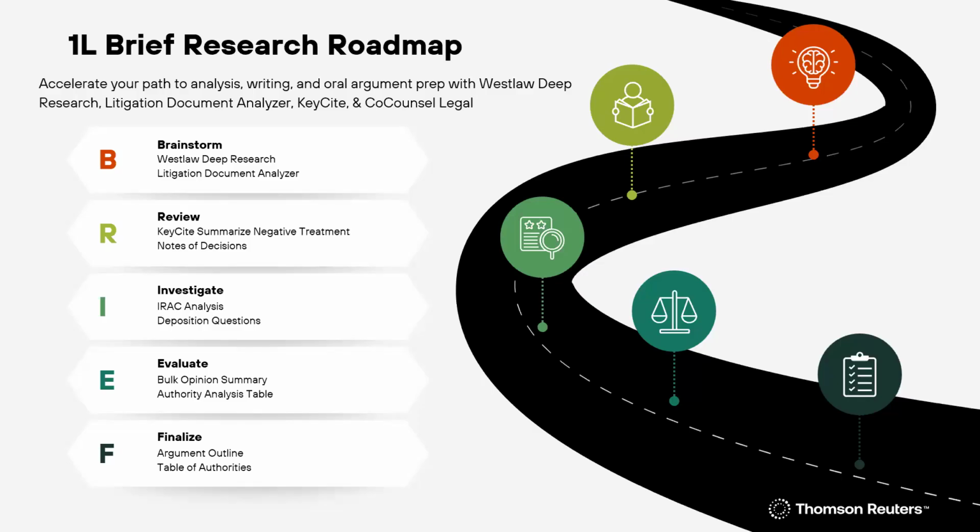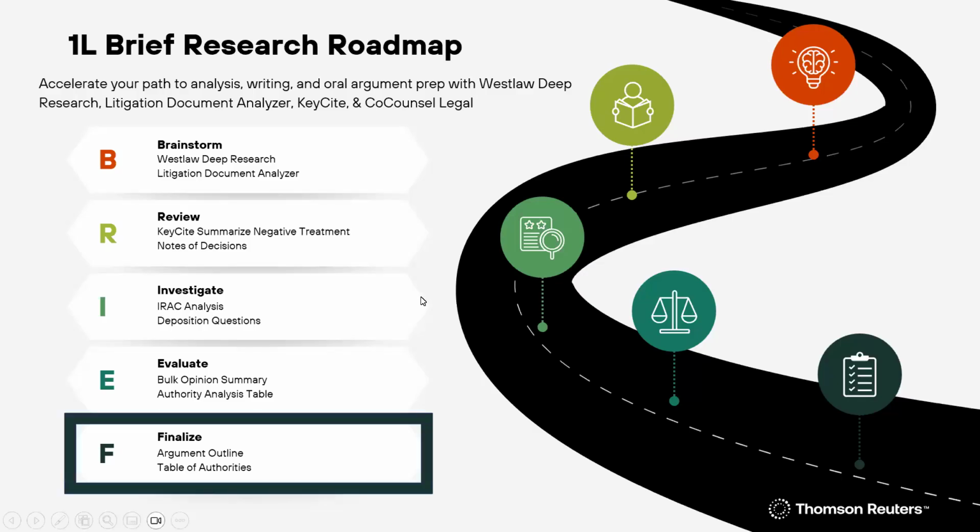In this part, we are going to talk about Argument Outline and Table of Authorities Builder. These two portions are going to help get you on the road, so you need to make sure the car is in good shape, reservations are made, the phone is charged, and you have some podcasts to listen to in the car so you can finally get on the road and get to your destination.